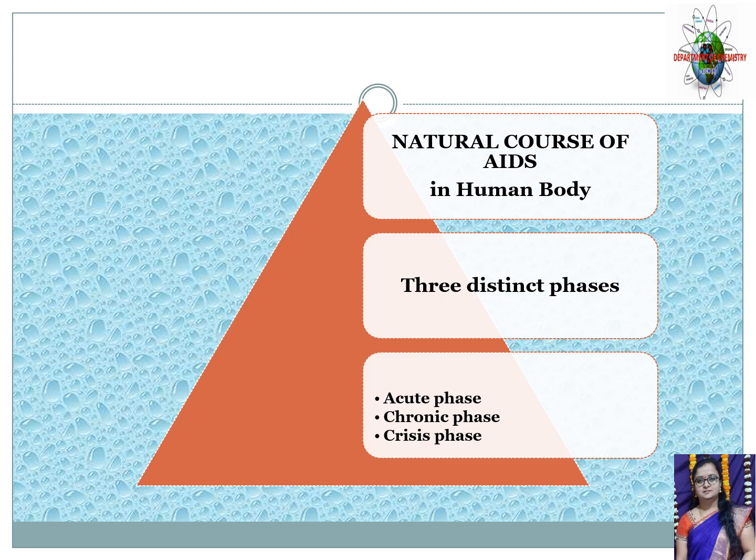Now coming to the natural course of AIDS in the human body. That means after entering into the human body, what are the different phases that occur? There are three distinct phases: acute phase, chronic phase and crisis phase.